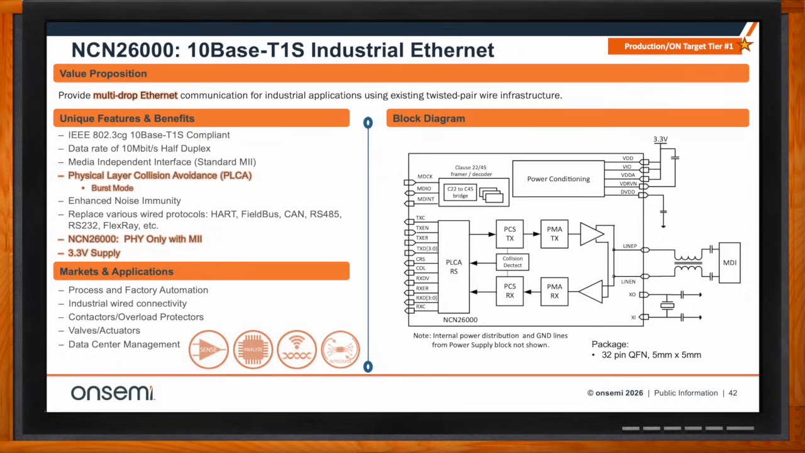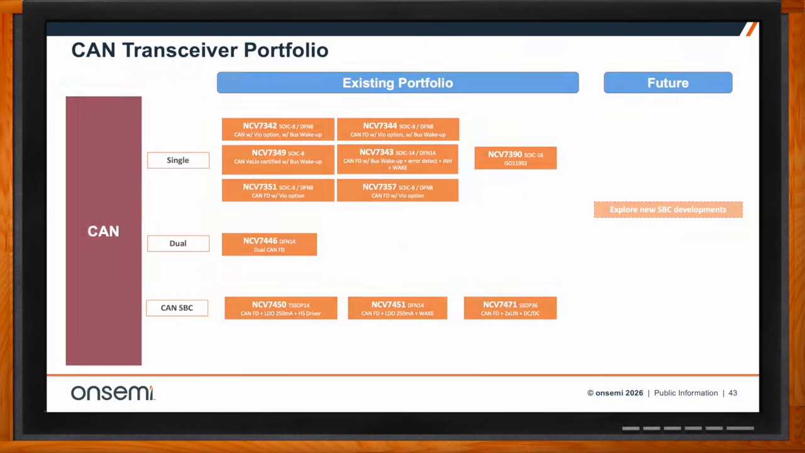However, if you want to just go to CAN, which many customers prefer, they're used to it, we have a full portfolio of existing CAN transceivers. That's for CAN and CAN FD. We have singles, we have duals, and we have CAN SBC, or a system basis chip, which are CAN FD devices that also have integrated LDOs and DC to DCs in order to power other devices that are close to that controller. Okay, so let's talk about those ultrasonic sensors as well.